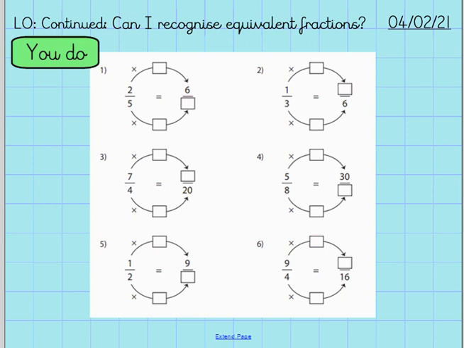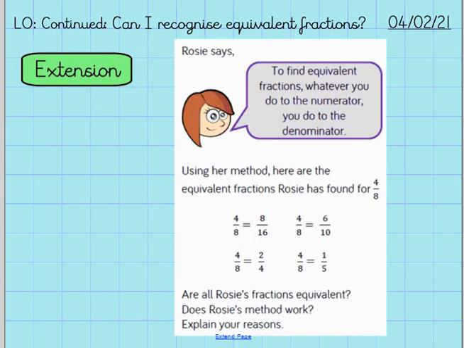Have a play around with those. There's also an extension, so if you fly through the first section, move on to the extension. Don't feel you have to do the extension, but have a look at this. What mistake has Rosie made? I want you to really clearly explain your thinking with this today, using all of the knowledge that we've gained. Explain your thinking, what's happening in each of these.